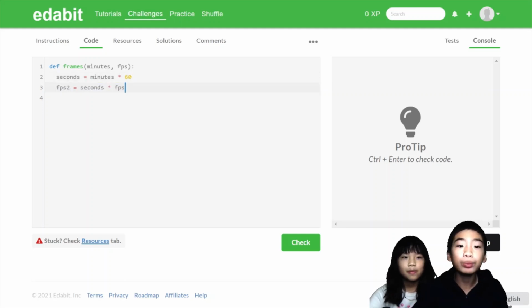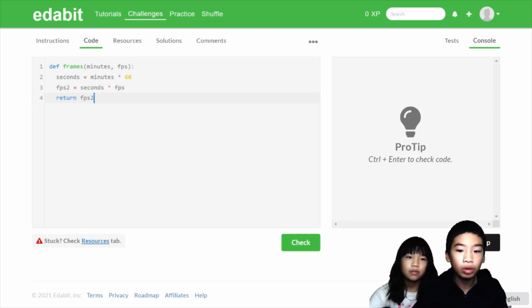There's frames per second, so we can do FPS2 equals seconds times FPS. The seconds and the FPS are both different each time, so we're going to use the variables. Now in FPS2 we have the total number of frames in that number of minutes. Then we're going to return that number and see the test cases.